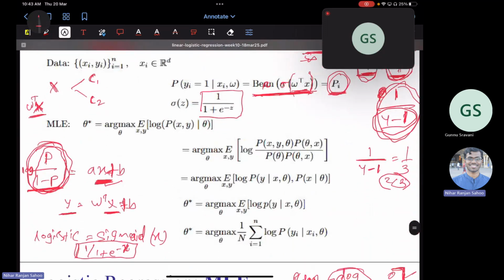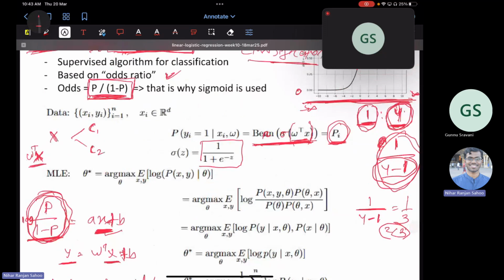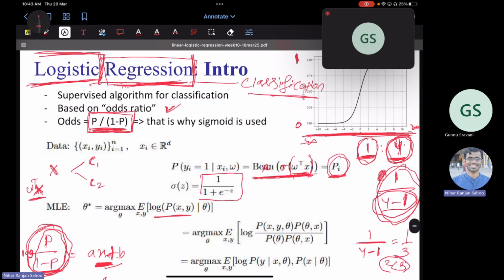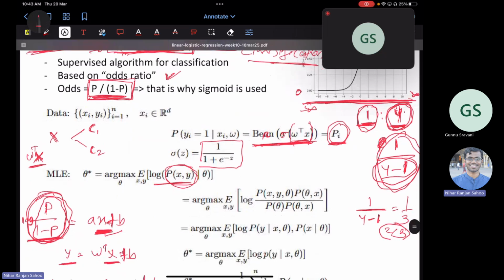Now we wanted to do the MLE, right? If we do MLE, we have to maximize the log likelihood. What is the likelihood of the data? This is the probability of x, y given parameter theta, right? This is the probability of the complete data, but what is the likelihood we want to achieve? The likelihood of predicting the correct class label, the correct y values, right? That's what we want to achieve.